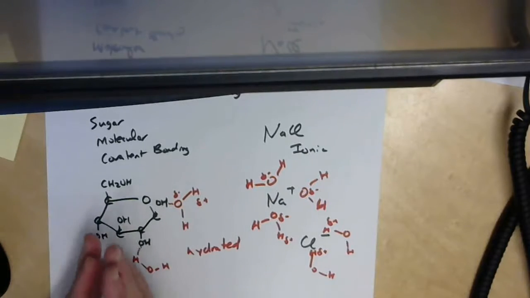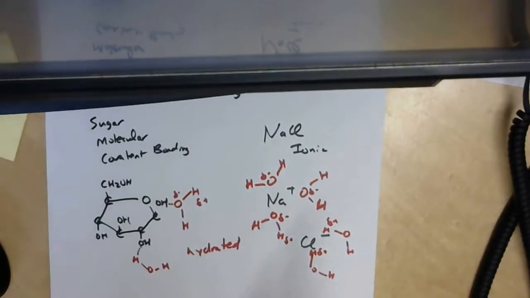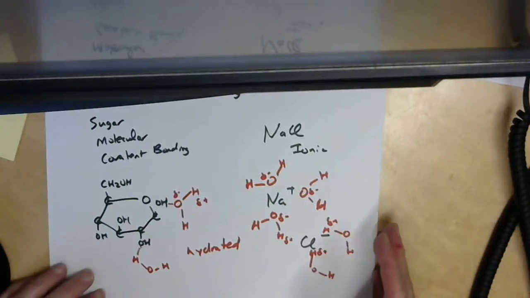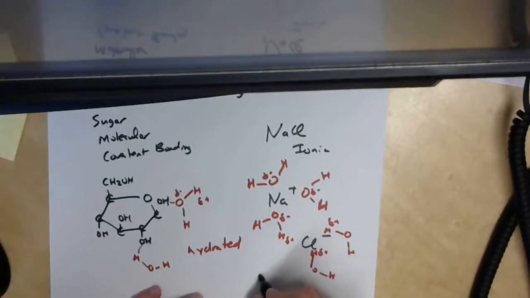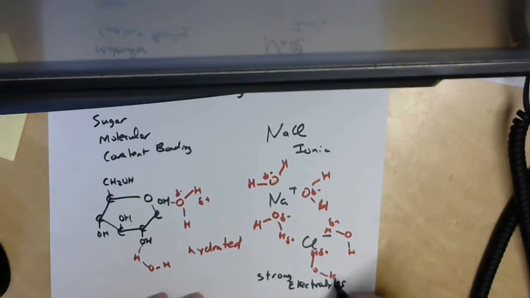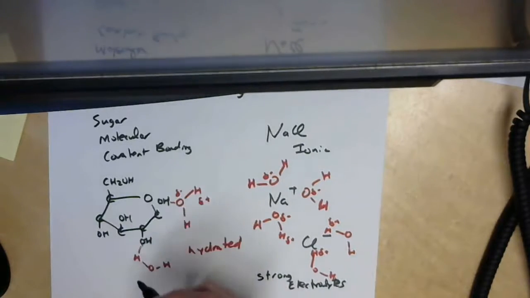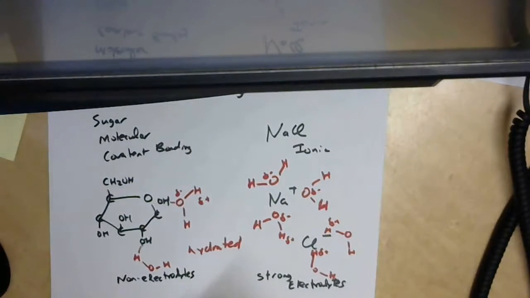And so both of these molecules, the covalent molecules and the ionic molecules, they both dissolve, but it's only the ionic molecules that actually undergo dissociation. And so ionic molecules, when they dissolve in water, become strong electrolytes, in that they can conduct electricity. These molecular species are non-electrolytes, in that they do not conduct electricity.